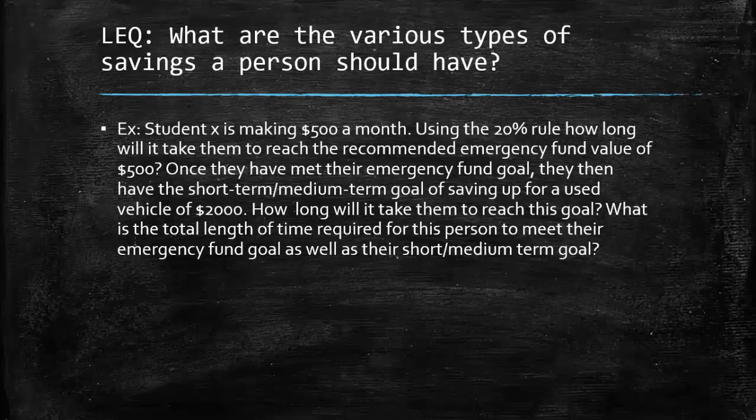Now it is time to change gears and start saving up for their short-term goal. Let's pretend that they have a short or medium-term goal of saving up for a used vehicle of $2,000. So we are still following the 20% rule. Okay, so we know that we're going to be saving $100 a month. 500 times 0.2 is $100 a month. So I'm going to do $2,000. That's my goal. I'm going to divide it by $100. That means it's going to take me 20 months.